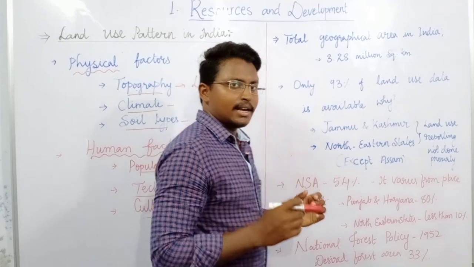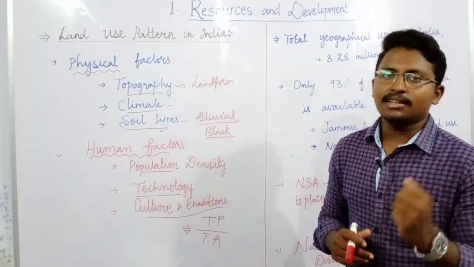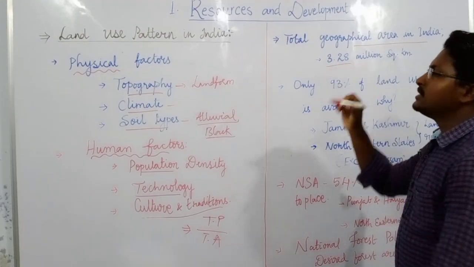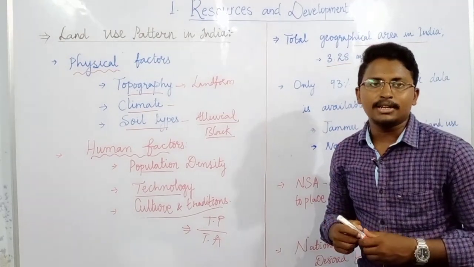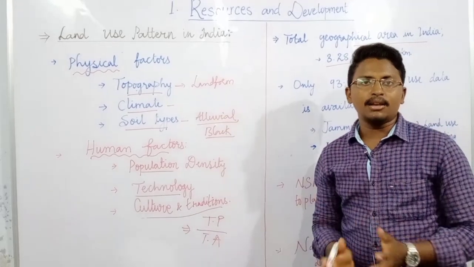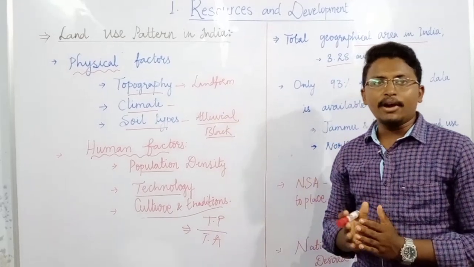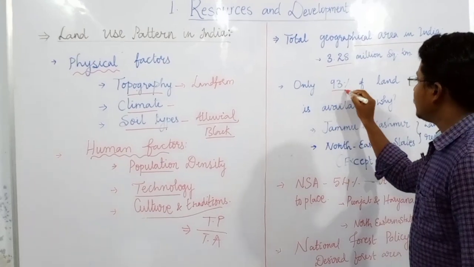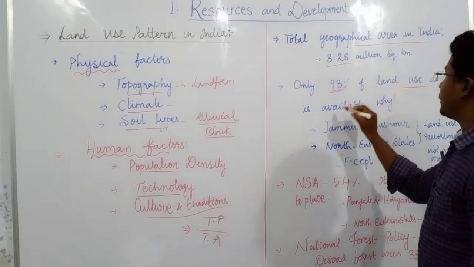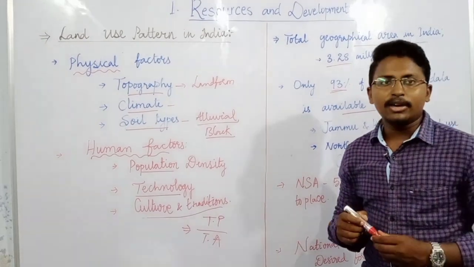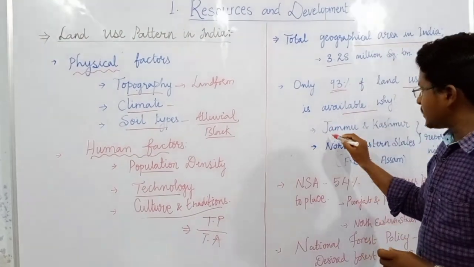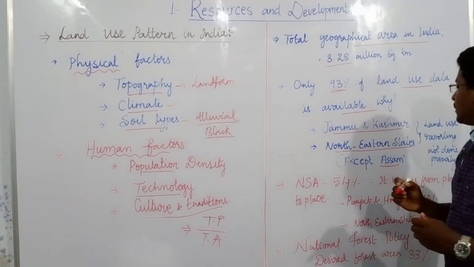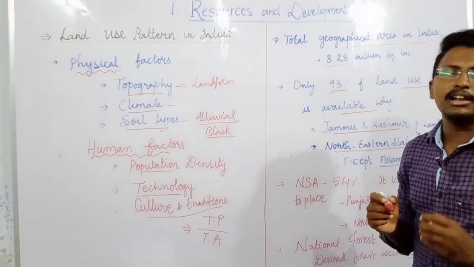Then you all know, from your previous lectures in the 9th class, that the total geographical area of India is 3.28 million square kilometers. That means the total area available in our country is 3.28 million square kilometers. But we have land use data available for only 93% of it. Why? Because for some states like Jammu and Kashmir, and some of the northeastern states except Assam, the land use reporting is not available. Why?